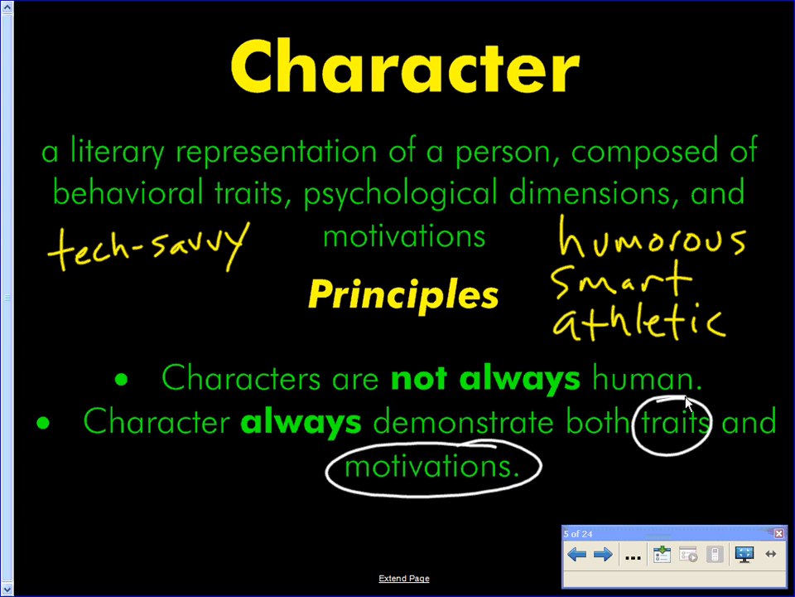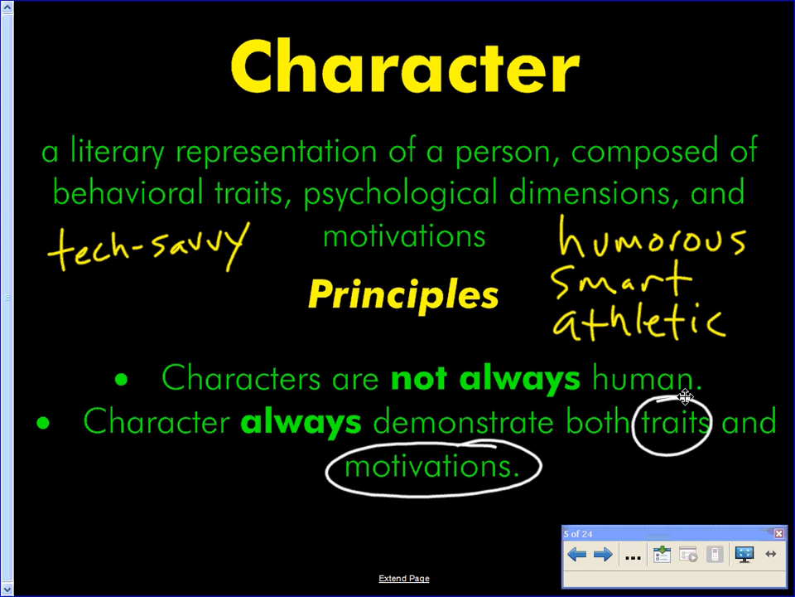Excellent. So all of these are character traits. Can somebody tell me what they all are grammatically? What part of speech are all of these words? Thank you very much. Adjectives. Athletic. Character traits are adjective words that describe characters.